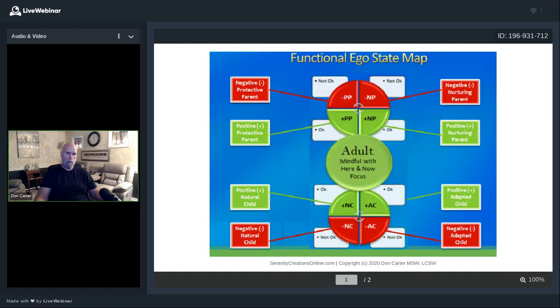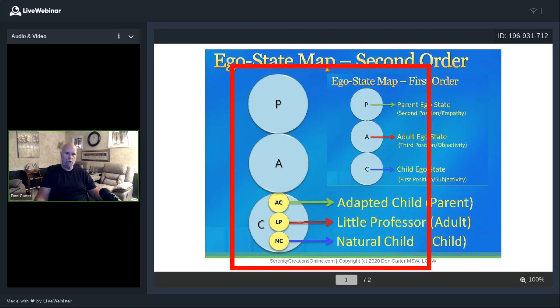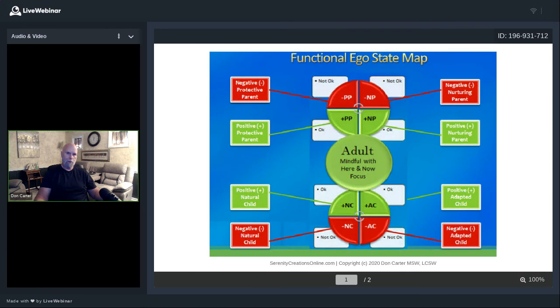Okay, so one other model that I use quite a bit is this functional ego state map. If you remember, we looked at the first, second, and third order structural ego state maps. Those are just about seeing where all the parts fit together and so forth, or the general parts that we all have. This one is the same thing, but it's more about how they function.